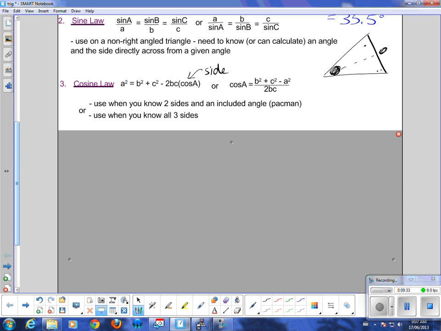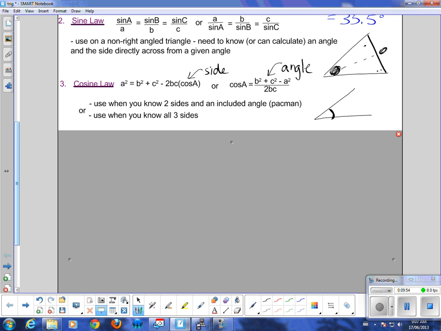Okay, you substitute it in. And the second one is when you're finding an angle. So when you're putting these formulas on your help sheet, make sure that you indicate that one's for a side, one's for an angle. Now, you can use it when you know two sides and an included angle. So in other words, that Pac-Man kind of idea.